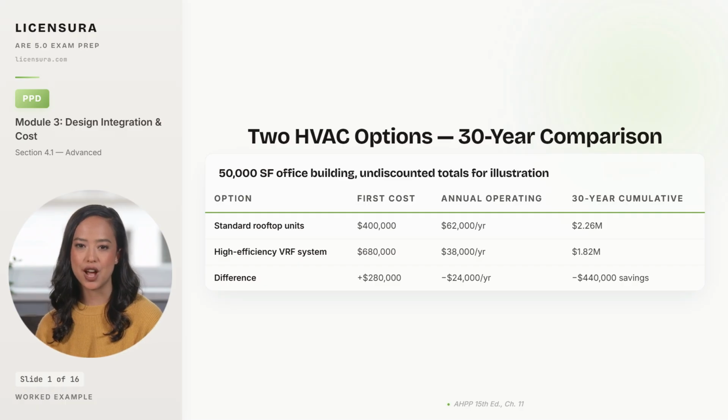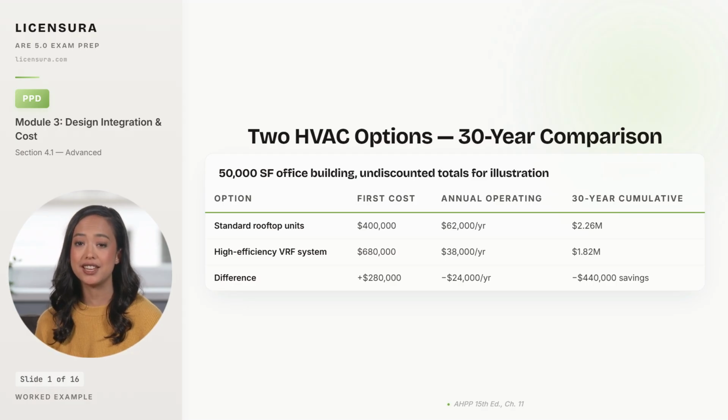Same 50,000 square foot office, two HVAC options, 30-year horizon. Standard rooftop units land at $400,000 in first cost and roughly $62,000 a year in operating cost, which compounds to about $2.26 million over 30 years. The high-efficiency variable refrigerant flow system costs $680,000 to install, $280,000 more, exactly the number an owner zeroes in on. But its operating cost drops to $38,000 a year, and over 30 years the cumulative total is $1.82 million. The expensive system saves $440,000.